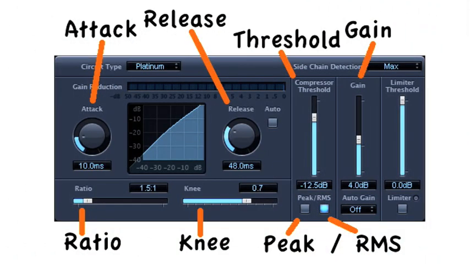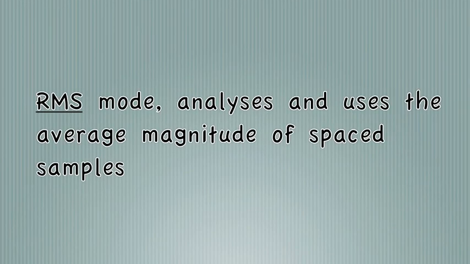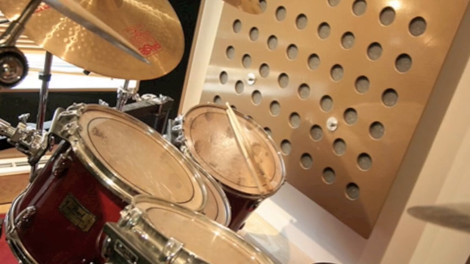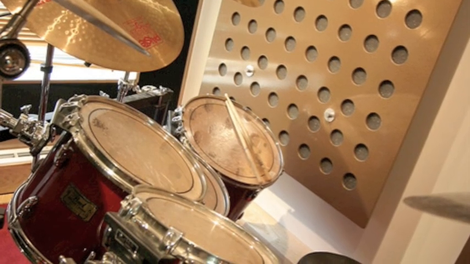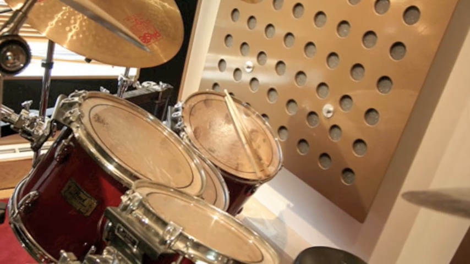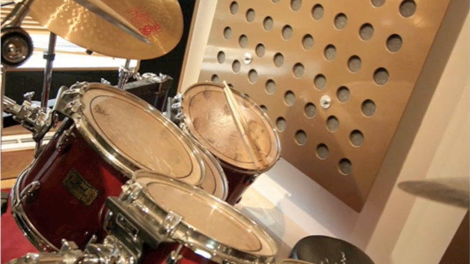Compressors often have a peak or RMS setting. In simple words, if peak is selected, the compressor detects and responds to peaks, while RMS, which stands for root mean square, analyzes and uses the average magnitude of spaced samples. If we are working on percussive material, we might want to use the peak setting to compress a snare, for example. On the other hand, the RMS setting is more ideal using on vocals.